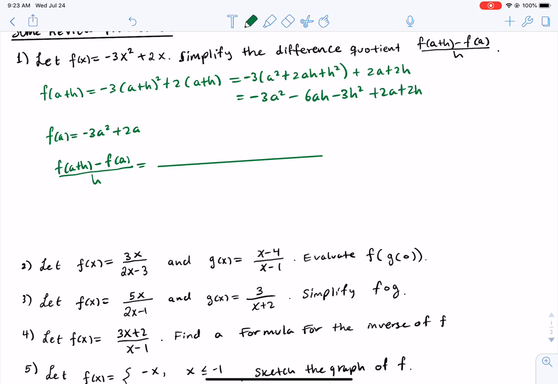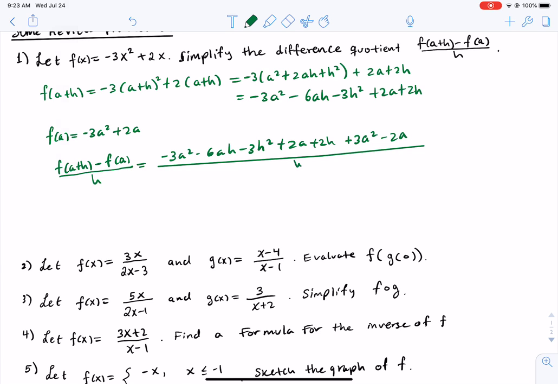So we're going to have negative 3a squared minus 6ah minus 3h squared plus 2a plus 2h, and minus, I'm subtracting f of a, which is here. When I subtract it, the signs will change, right? So instead of having negative 3a squared, I'm going to have positive 3a squared minus 2a. And all of this is being divided by h.